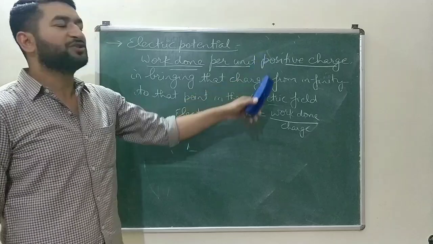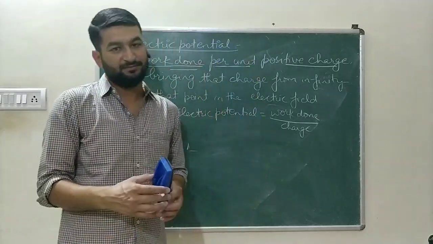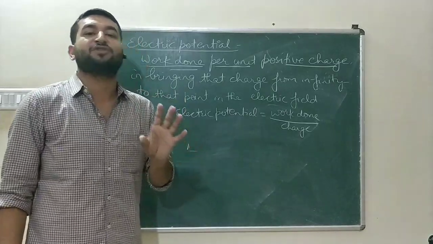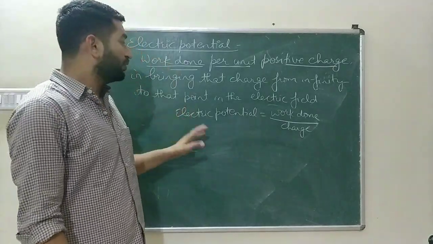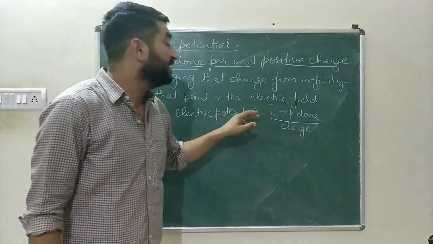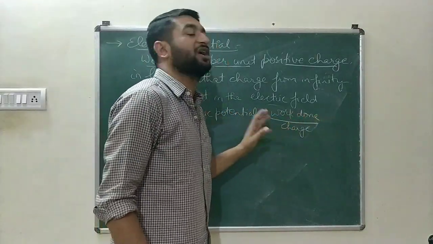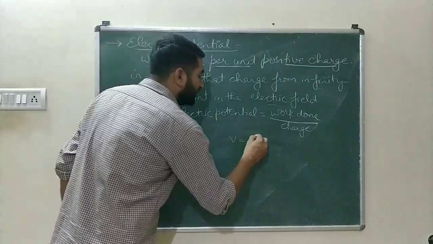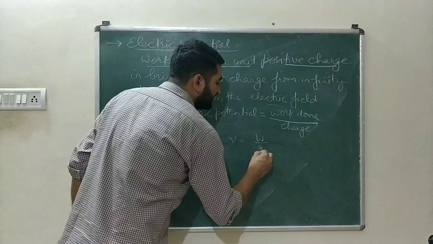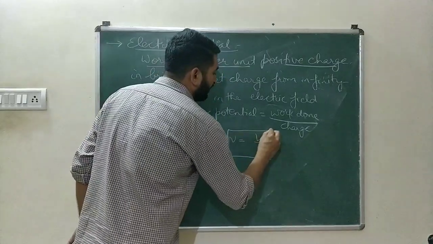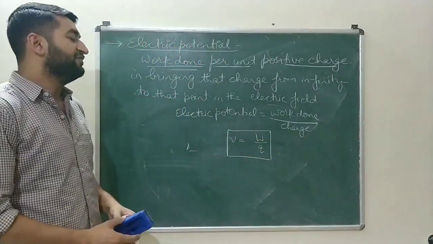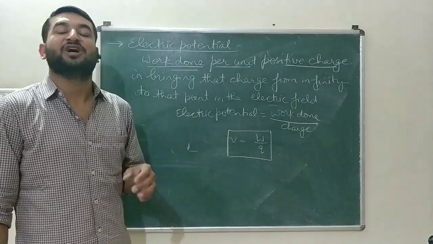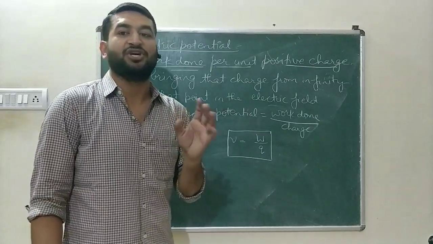We always take unit positive charge for the standardization of the unit. There is nothing specific about the positive charge, but we are just taking the positive charge for standardization. So the formula of electric potential is work done per unit charge. Electric potential is represented by V, work done by W, and charge by Q. So the formula is V equals W by Q, that is, work done per unit charge.